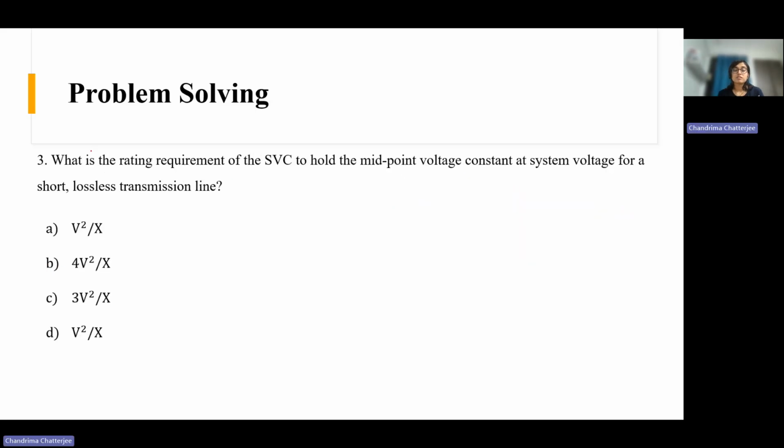Then third question. What is the rating requirement of the SVC to hold the midpoint voltage constant at system voltage for a short lossless transmission line? That also we have discussed. The rating should be 4V square by X. This is the theoretical rating, 4 times the maximum power of an uncompensated line.